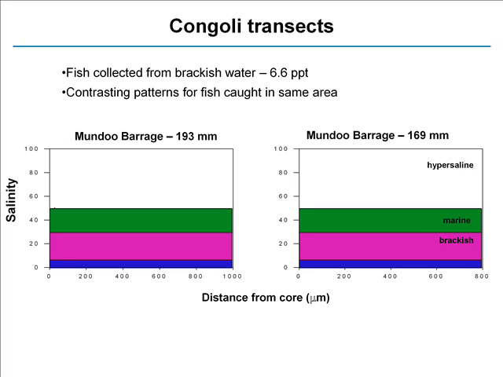And at least for the top 2 fish, most of their time has been spent in marine waters. Whereas the bottom 2 fish have also spent relatively little time in marine waters and have in fact predominantly been in more hypersaline waters. So these are just 4 examples of fish collected from different places.